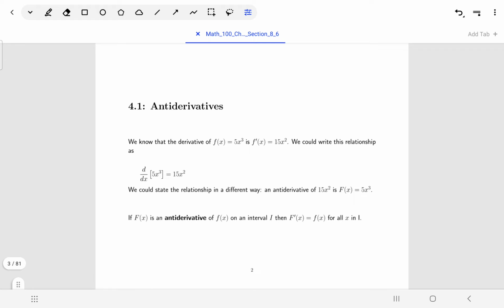Instead of saying 5x cubed, take the derivative, you get 15x squared, we could say an antiderivative of 15x squared is 5x cubed. So an antiderivative is a function where, when you take the derivative, you get that function. So when I ask, what's an antiderivative of 15x squared, I'm asking you, what function has the derivative 15x squared?